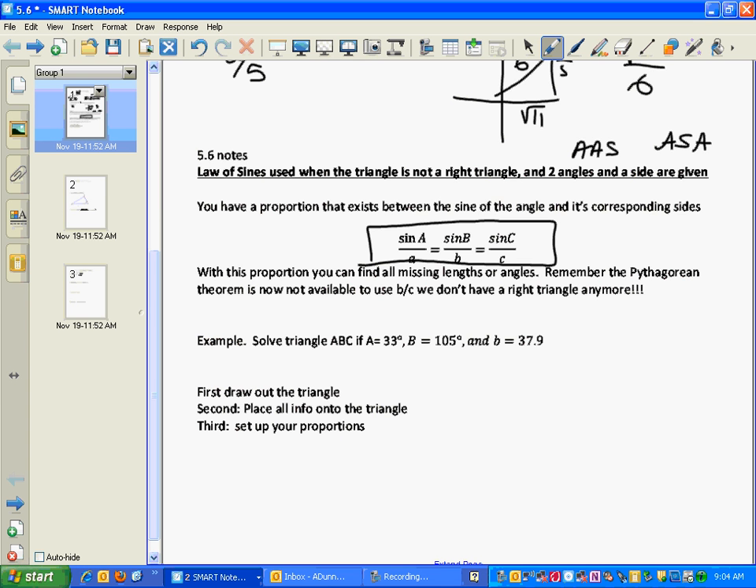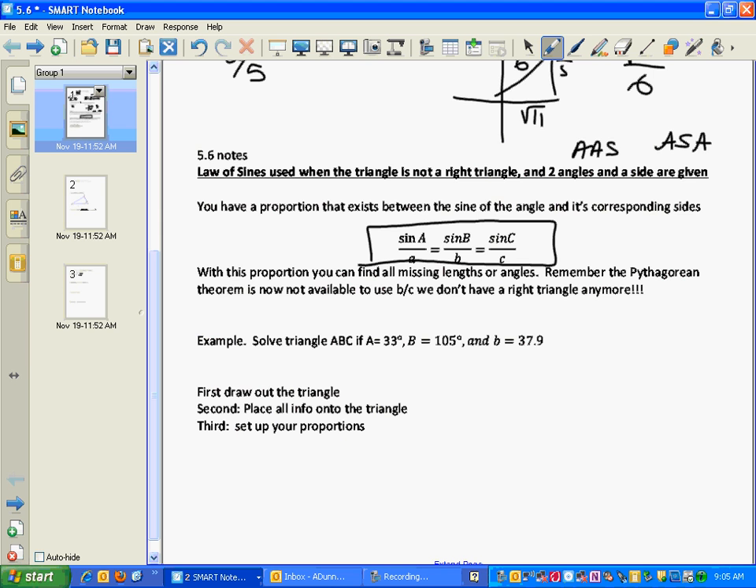Now today we're going to use just the basic case, and tomorrow there's going to be the ambiguous case. So there's going to be some times when you have more than one answer. So for today there's just going to be one answer where this works. All right, so remember, this is for a triangle that's not a right triangle.